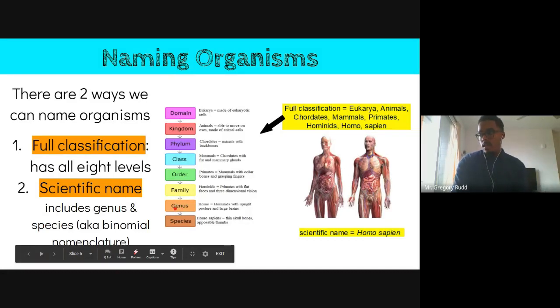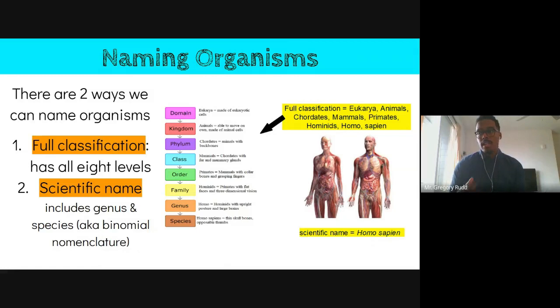The way we write that, we write the genus first. We write the species second. We capitalize the first letter of the genus, and then we italicize the whole thing. Italicize means, of course, to write it in that slanted format. So genus comes first, species comes second. Capitalize the first letter of the genus, and italicize the whole thing. That's what we call the scientific name. That's the binomial nomenclature. So we can do that with any species on Earth. Any species on Earth has that binomial nomenclature.